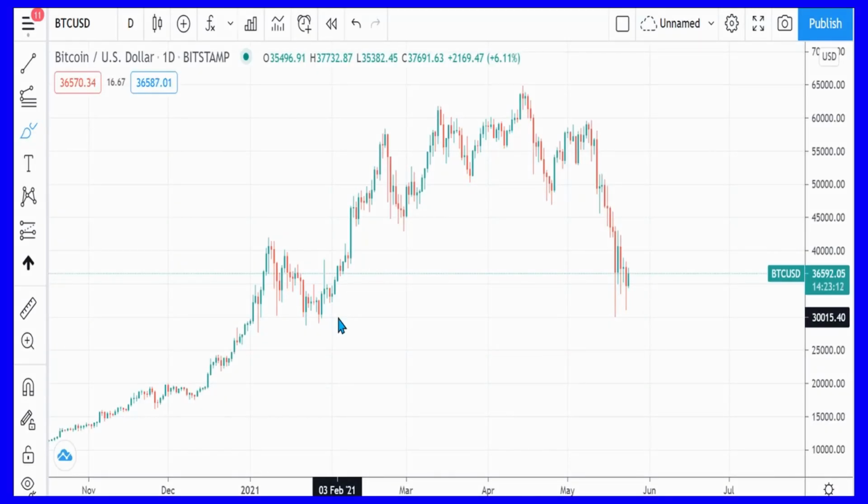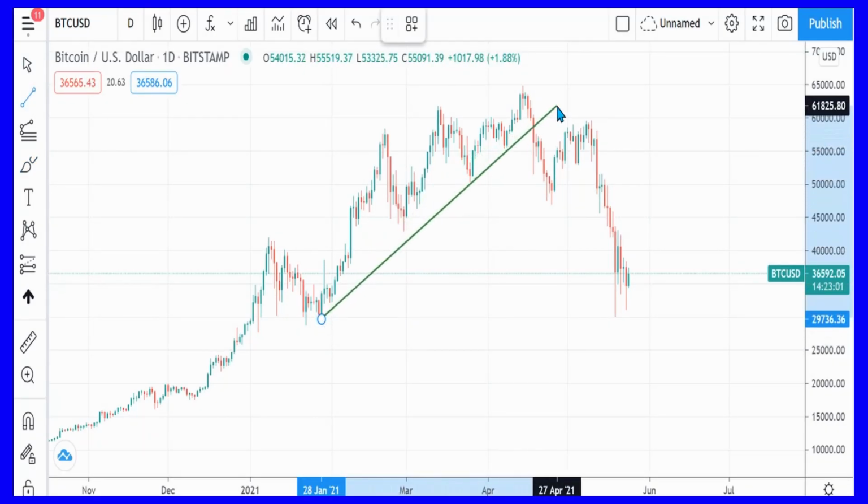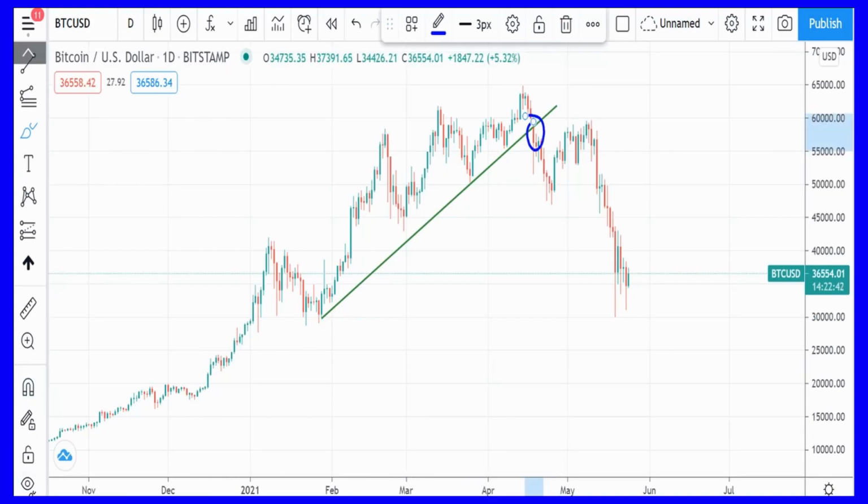Okay, so let's begin analyzing. First, let us try to understand what this Bitcoin chart is trying to tell us. As you probably know, Bitcoin was experiencing a very good uptrend, and somewhere here we discovered that it broke the support, rather, it broke the trend line. Since then it's dropping down. So we want to analyze this particular Bitcoin chart for where it is going to stop next.